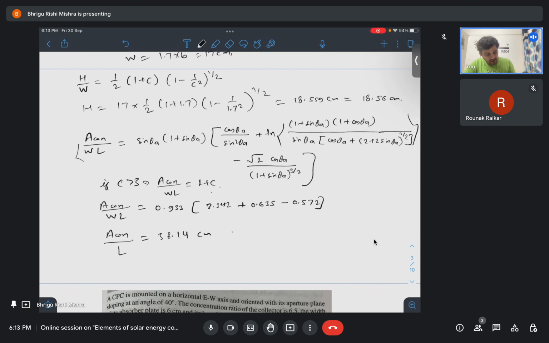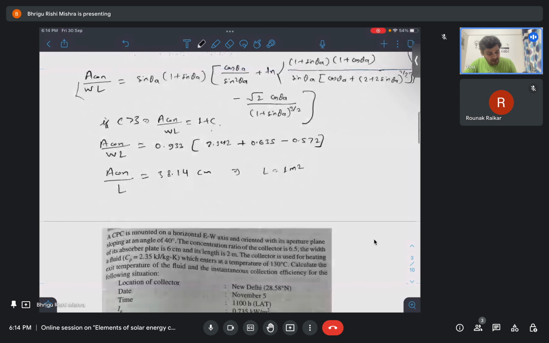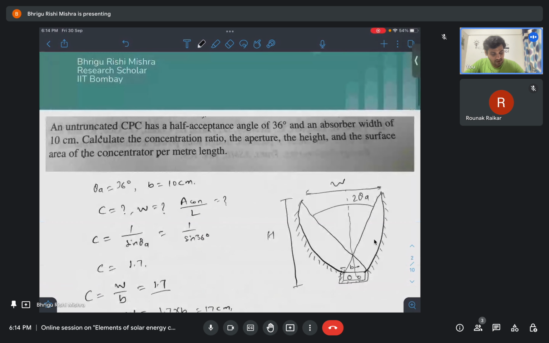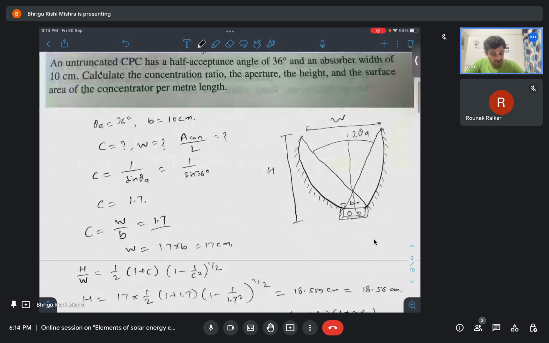38.14 centimeter. Now if I take L equals 1 meter, then A concentration will be 0.3814 meter square. So this is the area of concentration, the surface area of the concentrator.